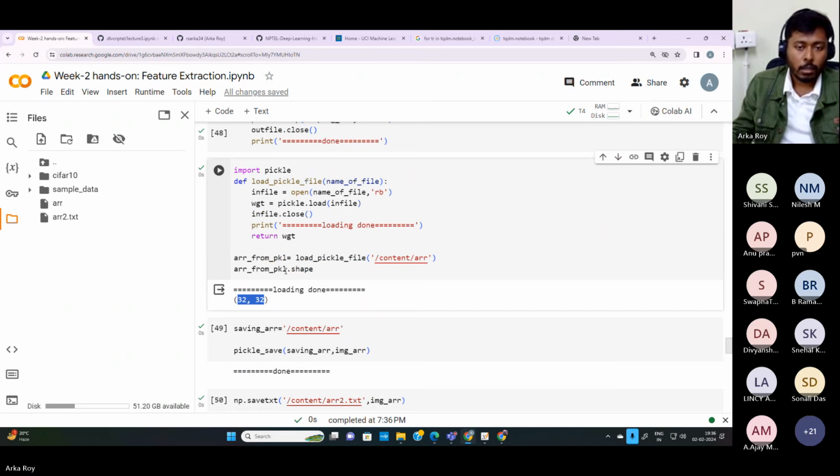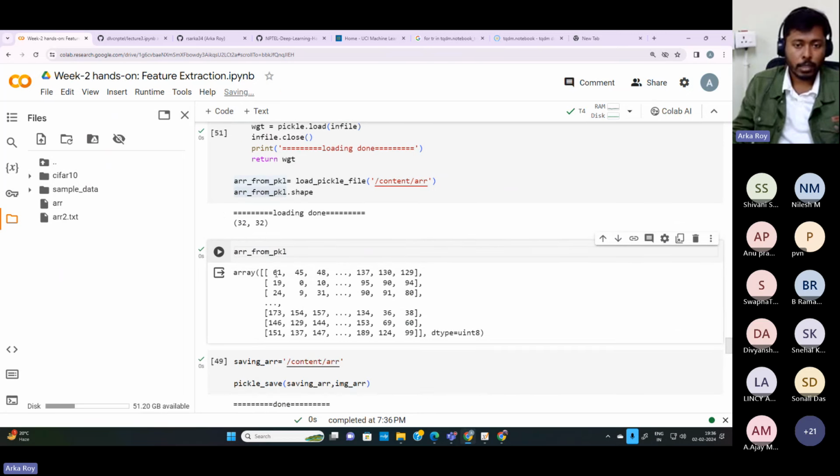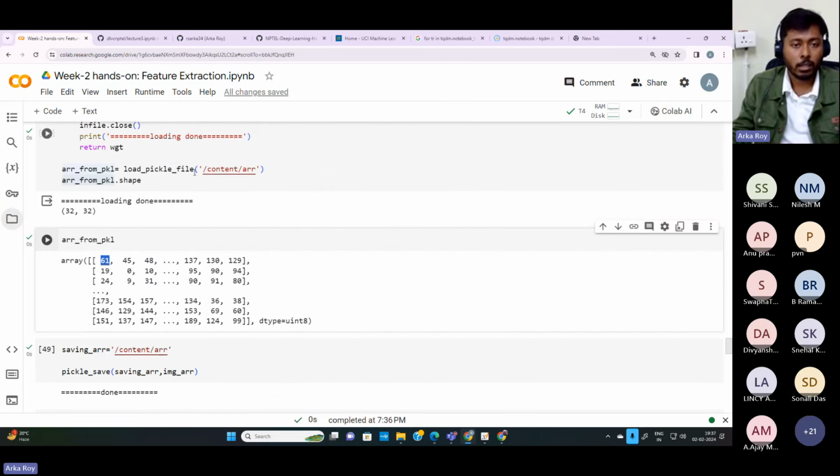So if I show you the values, just write the values over here. The first value is 61. Let me check whether the first value is 61 or not. You can check: 6.1 into 10 to the power 1, so that means it is 61. The second value is 19, that is what is here, 19, 24. Likewise, all the values are the same. So you don't have to worry about the content of the files.